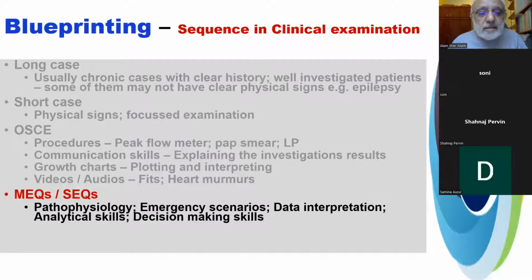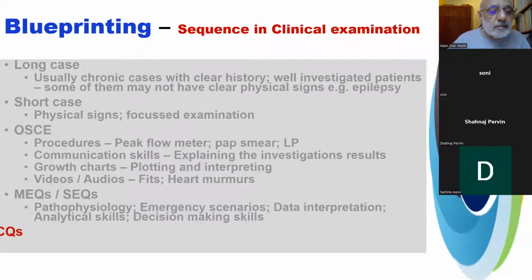Data interpretation, analytic skills, and decision-making skills can all be assessed by using structured essay questions and modified essay questions. Once we have struck out all these areas which are assessed in these four methods of examination, the remaining topics can be assessed by using multiple choice questions. In this way, we can avoid duplication of the same topic or questions being assessed in different methods. However, all these three, whether based on discipline, topic, or sequence in clinical examination, are in a way very simplistic views of blueprinting.